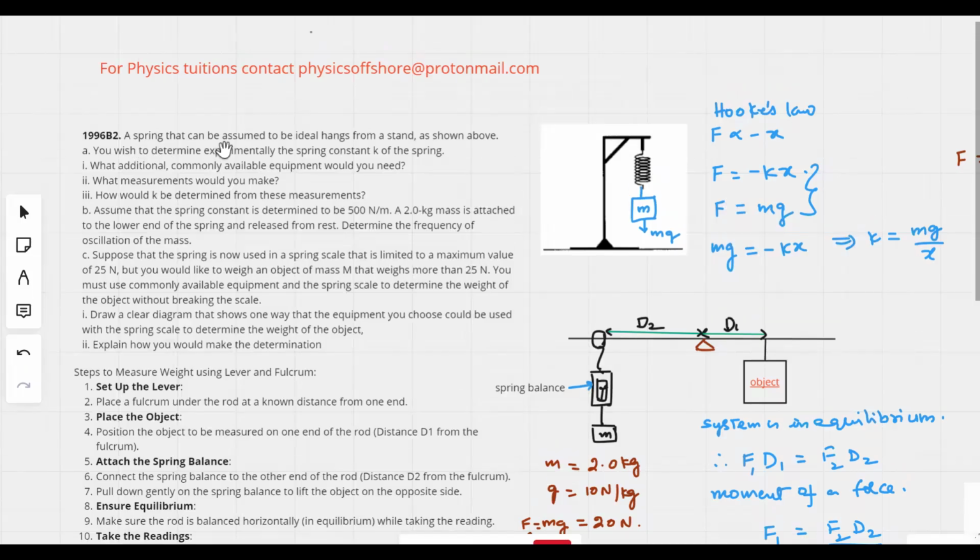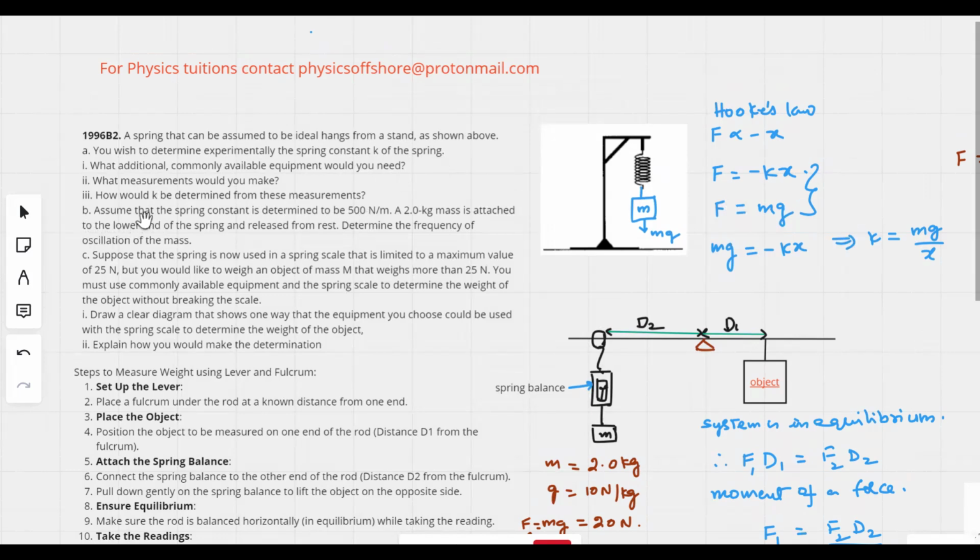A spring that can be assumed to be ideal hangs from a strand as shown above. You wish to determine experimentally the spring constant k of the spring. What additional commonly available equipment would you need? What measurements would you make? How would k be determined from these measurements?